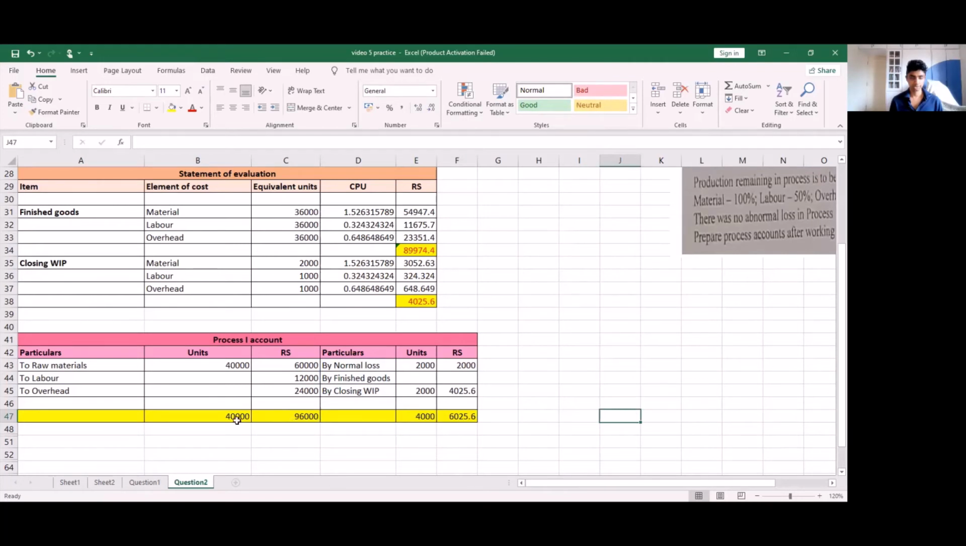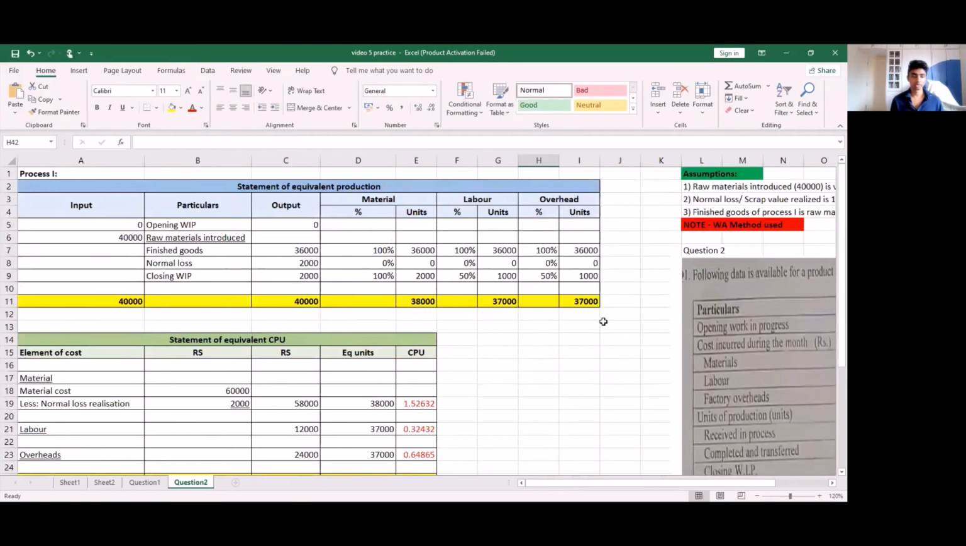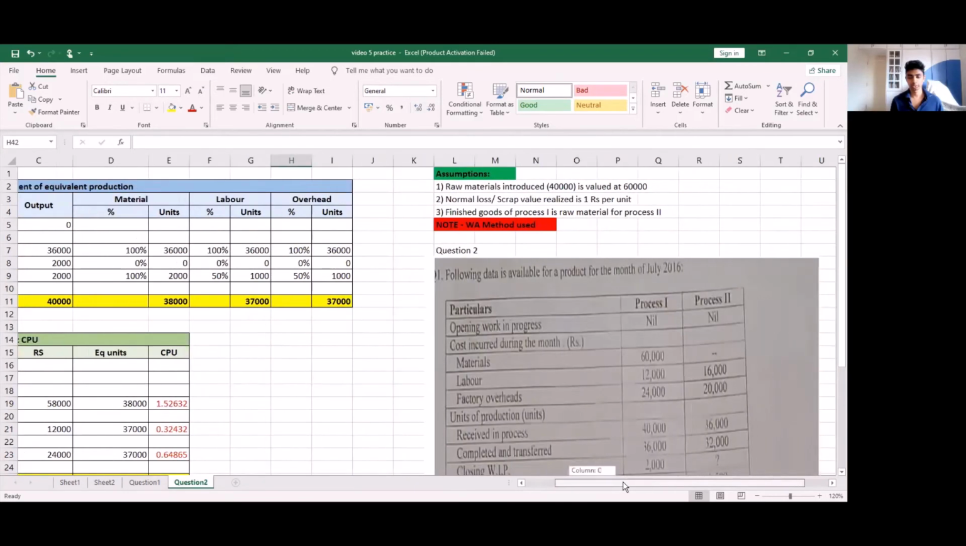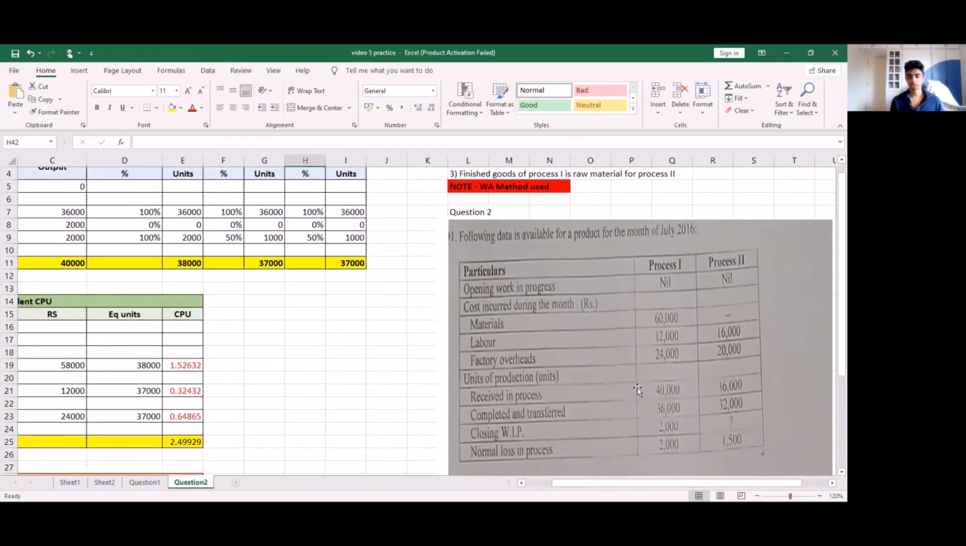So we notice that on our debit side, our units is 40,000 and on the credit side, it is 4,000. So the difference between these two is 36,000, which is our finished goods or output mentioned in our statement of equivalent production and in our question where we have completed and transferred units 36,000.